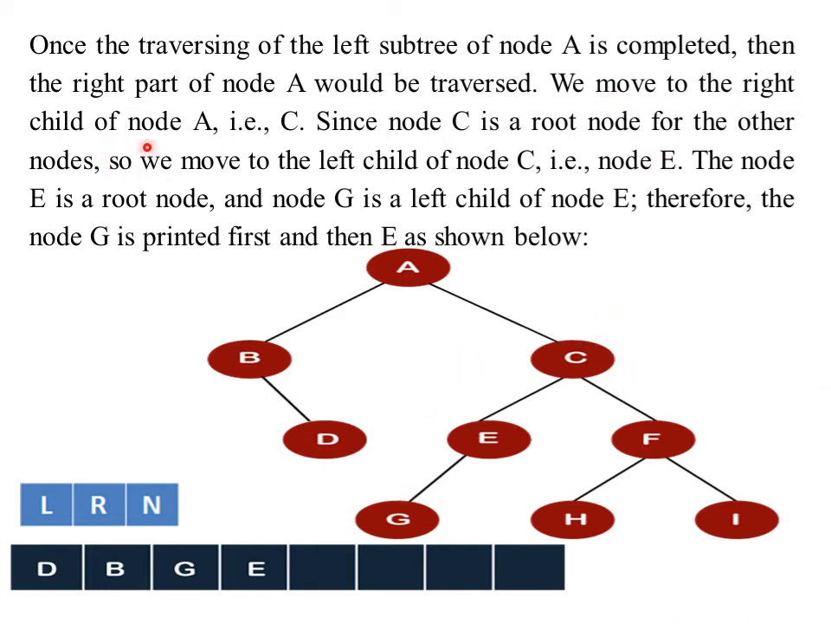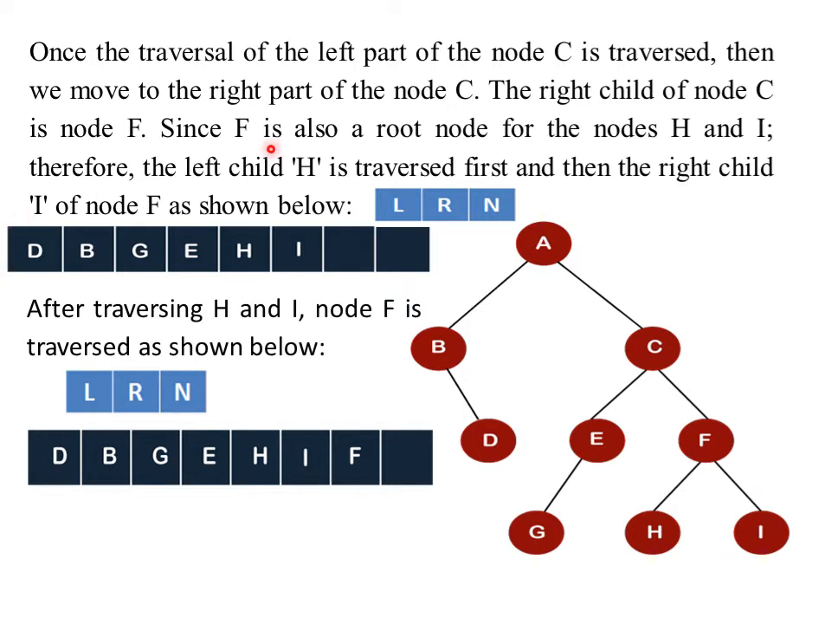We move to the right child of node A, that is C. Since node C is a root node for other nodes, we move to the left child of C, that is E. Then node E is a root node. It has only a left child node, that is G. Therefore node G is printed first, then E, as shown below. That is B, D, G and E are printed.